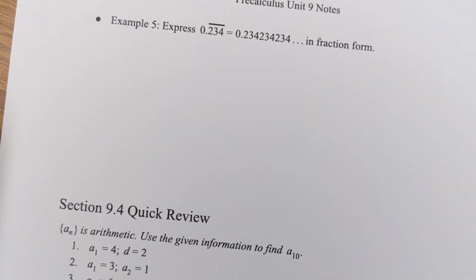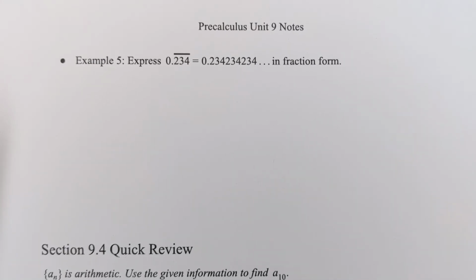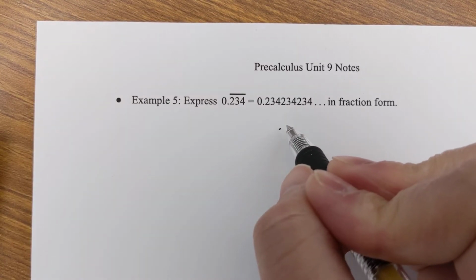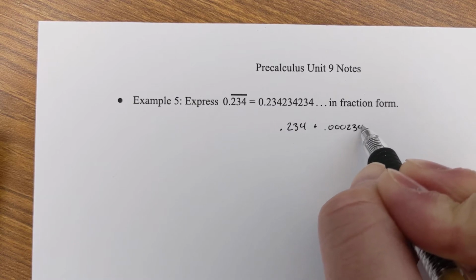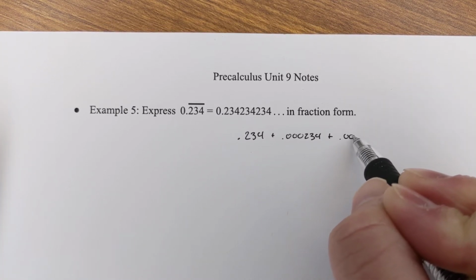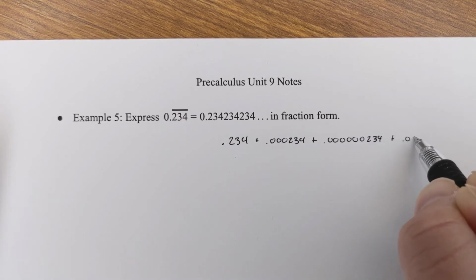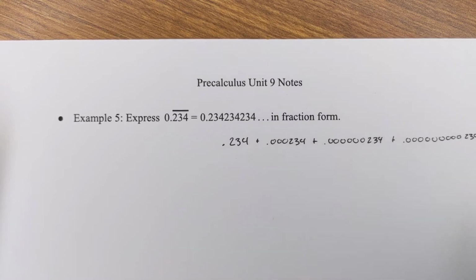Okay, last one. Example 5. Express the repeating decimal 0.234 in fraction form. All right, so let's see here. This is the same thing as 0.234 plus 0.000234 plus 0.000000234 plus 0.000000000234, and so on and so forth.